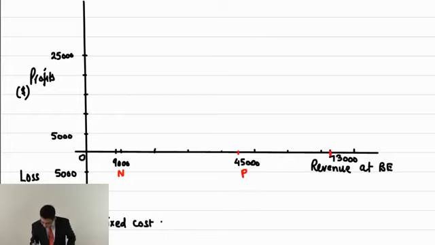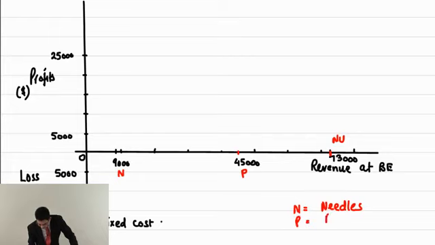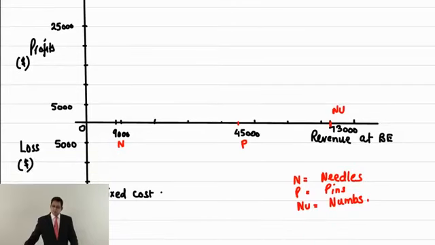And last, we don't need to show anything, the last product makes up 73,000, which is nums. So here I can show NU, which is nums. And here you can show N equals needles, P is pins, and NU is nums. So that the examiner knows what is meant by P and N or any other abbreviated expressions.